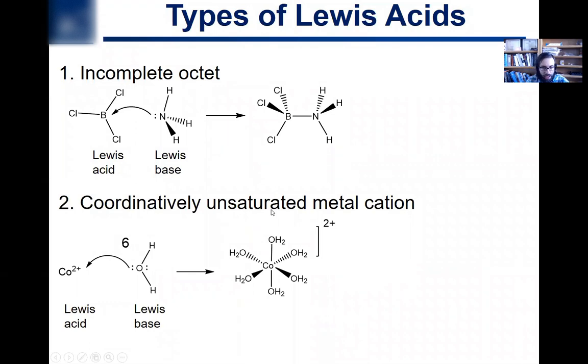You can also have this take place with a coordinatively unsaturated metal cation. Simple examples, just thinking like a bare metal ion, that would be a Lewis acid because it's going to accept a lone pair from a Lewis base like water, where the lone pair is on the oxygen. It can do that 6 times to make something that would be more stable, a cobalt hexaaqua 2+ complex. So all sort of uncoordinated metal ions are Lewis acids in this way.